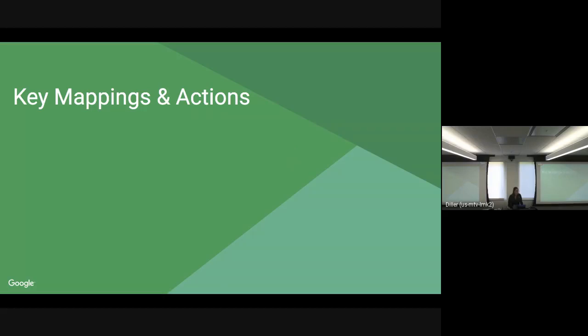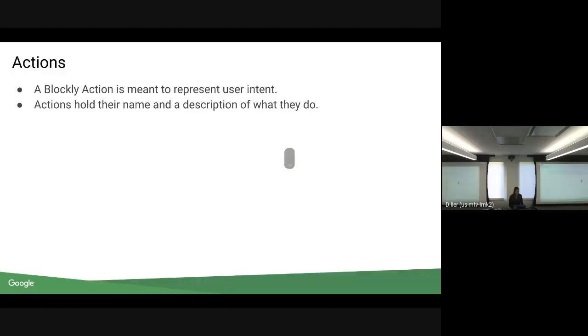So the first thing we're going to talk about is key mappings and actions. We're going to talk about what key mappings and actions are, and then how we can modify them. A Blockly action is meant to represent a user's intent. So if a user wants to go up on the screen, whether they're in the toolbox or on the workspace, that will map to the same key. And then actions hold their name and a description of what they do.